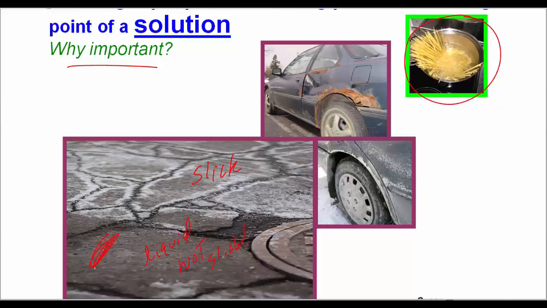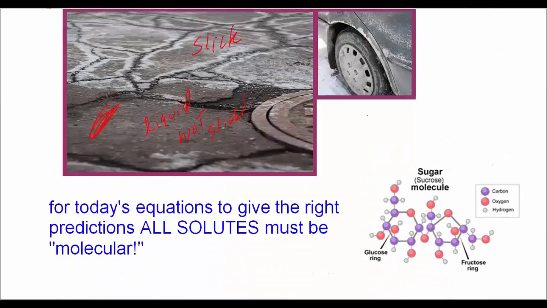Okay. But there's problems with that, right? Because if you go up north, you don't really want to buy a used car up north because, rust. Okay, the solute that they add, it's not very good on cars. So for today's predictions to work, what's going to be the new boiling point? What's going to be the new freezing point of this solvent when you add such an amount of solute?